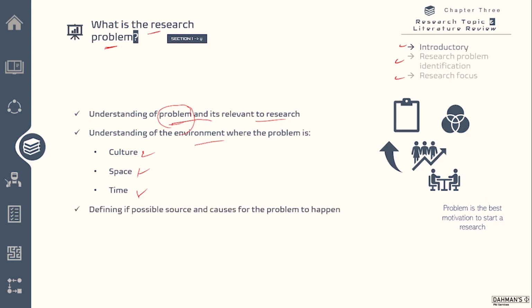Then we saw defining the possible source and cause of the problem. It means where is the start, what are we looking at, which stage are we in, etc. And later on, we're going to start to talk about what is the history of the problem, and this is the meaning of literature. We're going to discuss further in the following sections. So that was a quick introduction on the idea of research and problems.